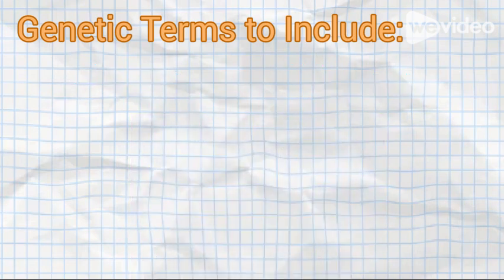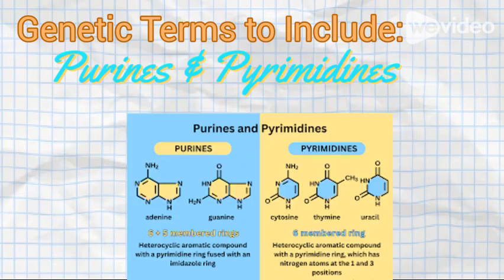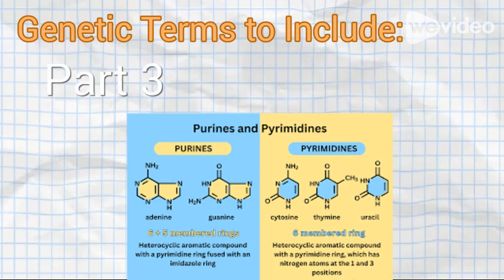Purines and pyrimidines. Purines are A and G. They have two rings. Pyrimidines are C and T. They have one ring. They always pair together, AT and CG. Part 3. Structure and function of DNA. Now, let me walk you through my model and explain how DNA works.